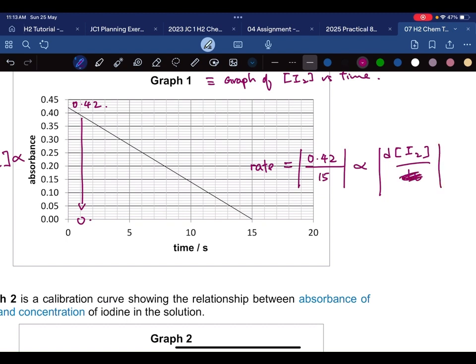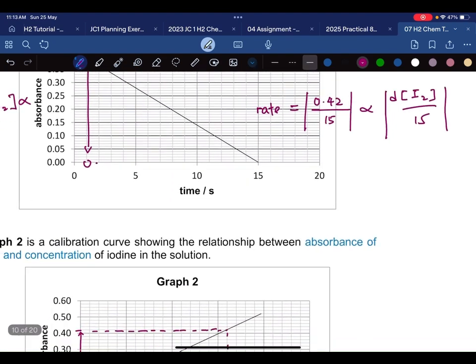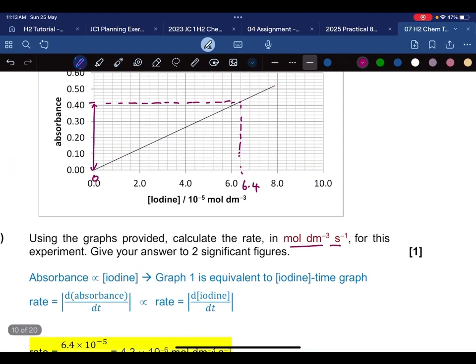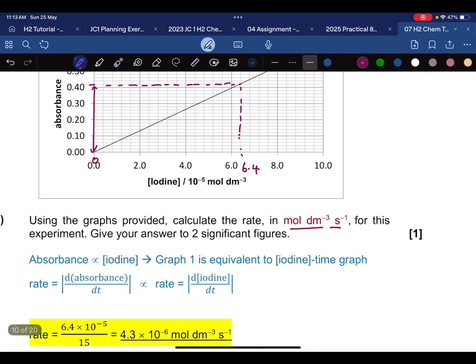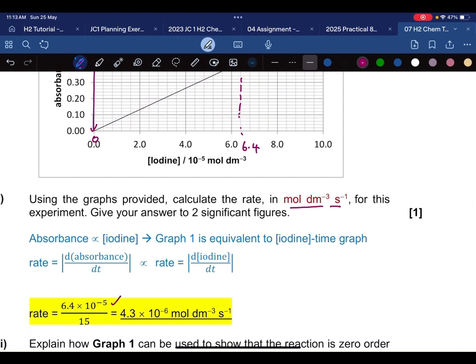So I can make my time the same, 15 seconds. What I need to do is find the corresponding change in absorbance from 0.42 to 0. What is the corresponding change in the concentration of iodine? From my graph over here, the change in 0.42 is mapped from 0 to 6.4 times 10 to the power minus 5. So this is what we have: 6.4 times 10 to the power minus 5 over 15 seconds. And working it out, I'm going to get my rate in terms of mole per dm cube per second.